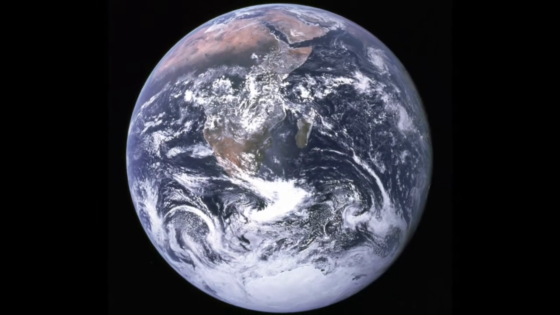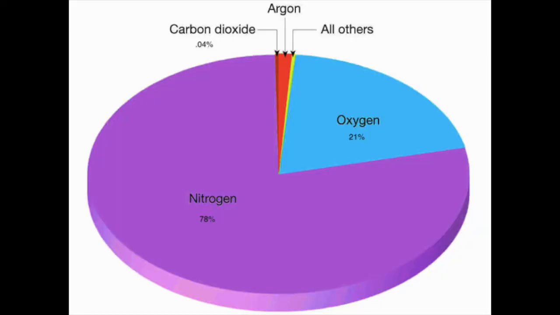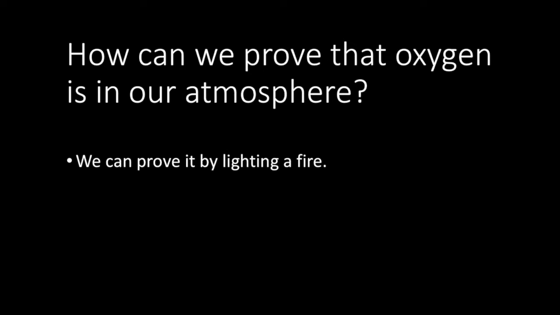To start off with, the definition for atmosphere is that atmosphere is a layer of gas that surrounds the planet. Our atmosphere is composed of a number of gases. The majority of our atmosphere is nitrogen at 78%. Oxygen is next at 21%, followed by argon, then trace amounts of carbon dioxide, and all other gases.